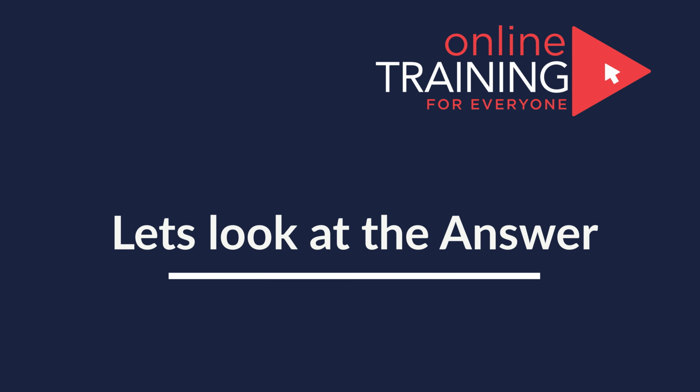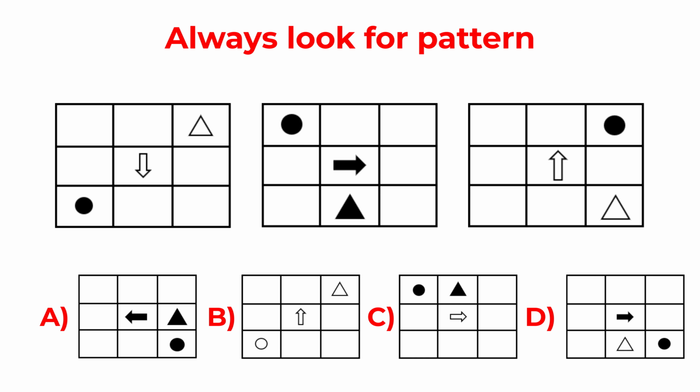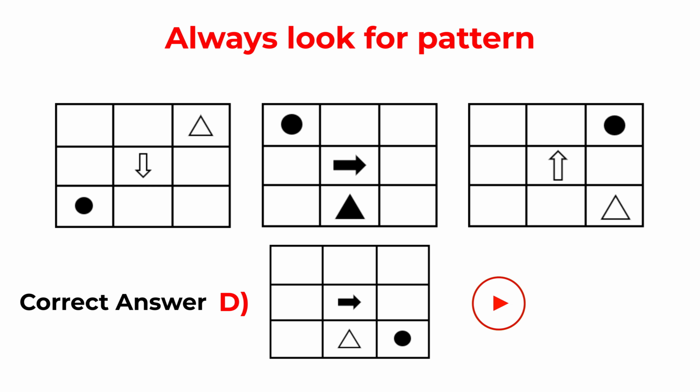When solving these types of challenges, my advice to you, always look for patterns. And there are multiple different patterns here for each shape. Circle, for example, changes places, but always remains black and always filled with color. Triangle changes places in the matrix, but changes from filled with black color to non-filled with black border. An arrow rotates counterclockwise, changes places in the matrix, but changes from filled with black color to non-filled with black border. So the correct choice here is choice D.